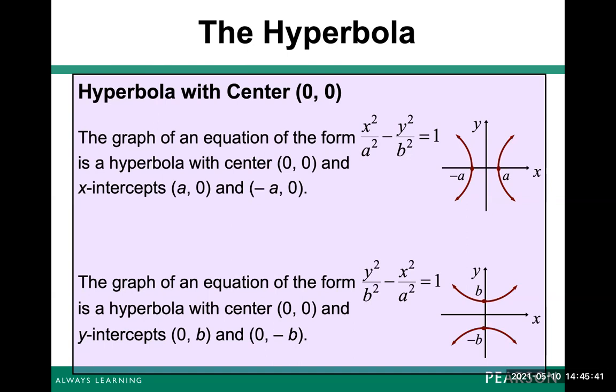And then you also have the graph of an equation of the form y² over b² minus x² over a² equals 1. So notice the x and the y terms have been switched. This is a hyperbola with center (0, 0) and y-intercepts (0, b) and (0, -b).